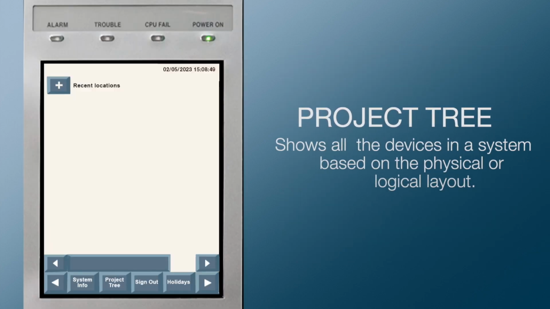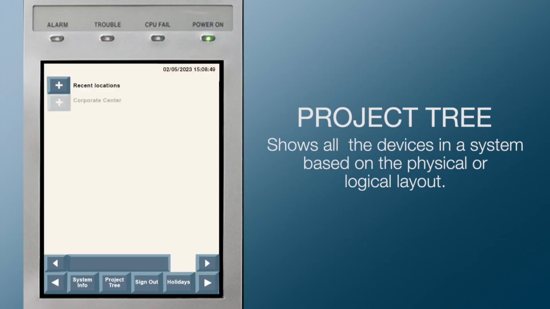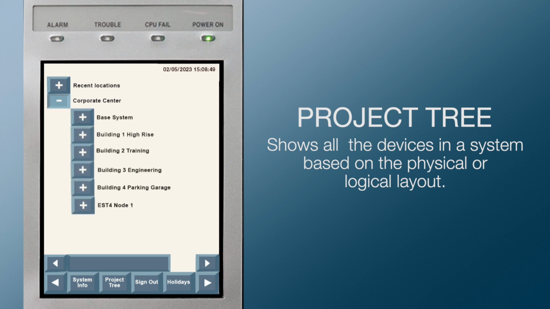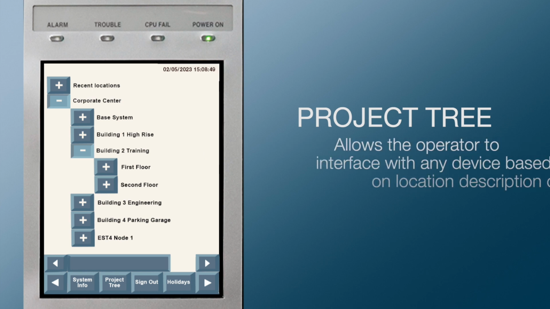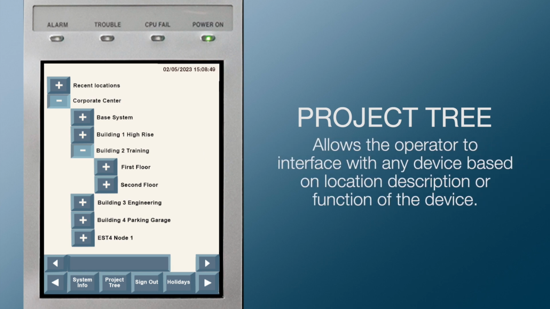The project tree shows all the system's devices based on the system's physical or logical layout. This is invaluable to technicians and building service personnel who can pinpoint the location of a specific device with a glance at the on-screen tree. The project tree allows the operator to interface with any device based on the description of the area in the building or the function of the device.